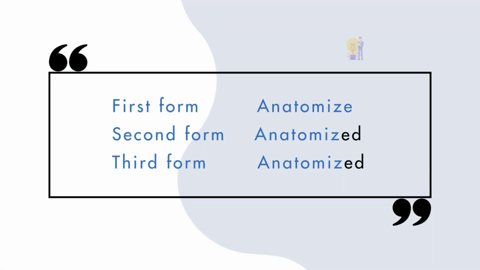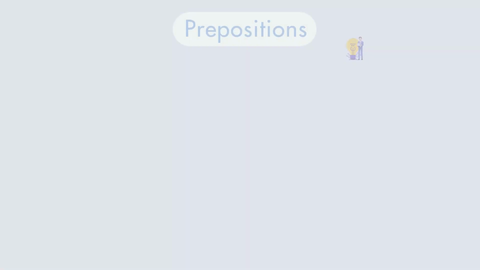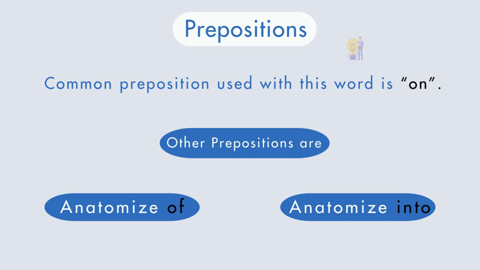The first form is anatomize, the second form is anatomized, and the third form is anatomized. Common preposition used with this word is on. The other prepositions are anatomize of and anatomize into.